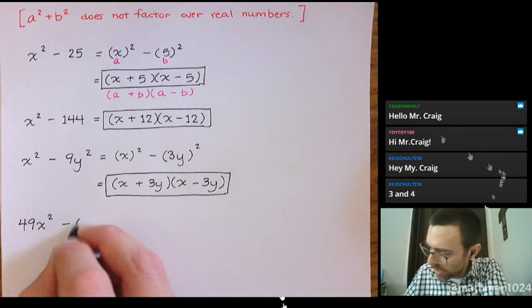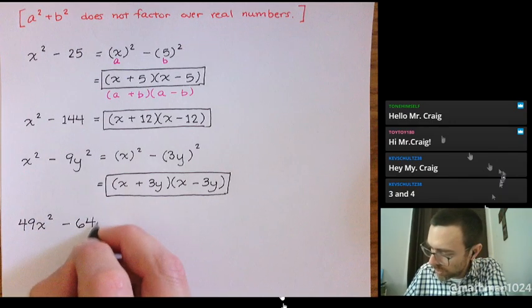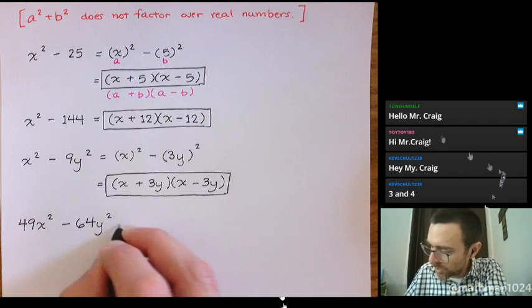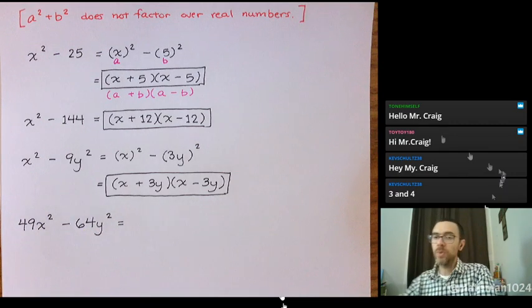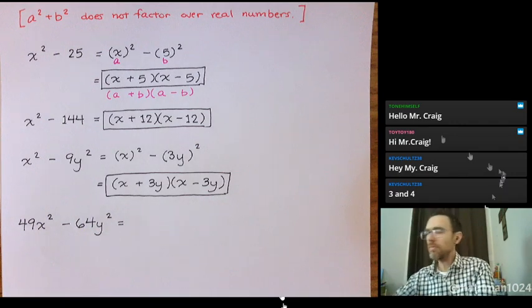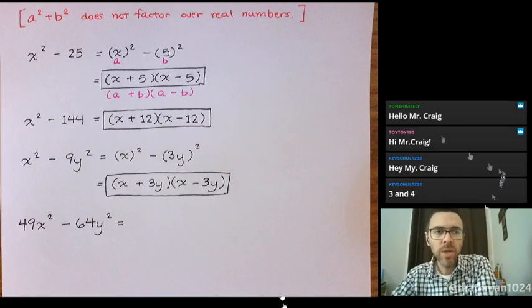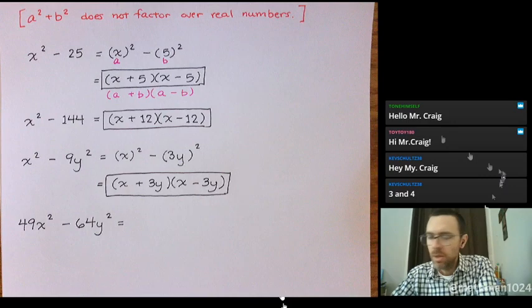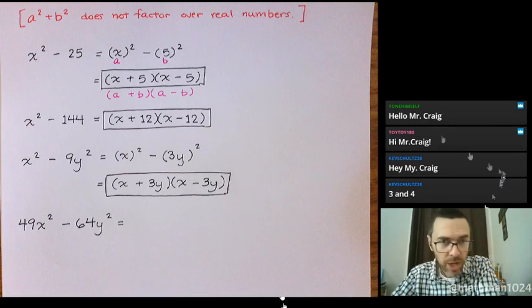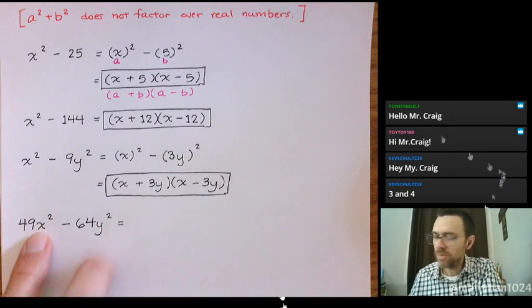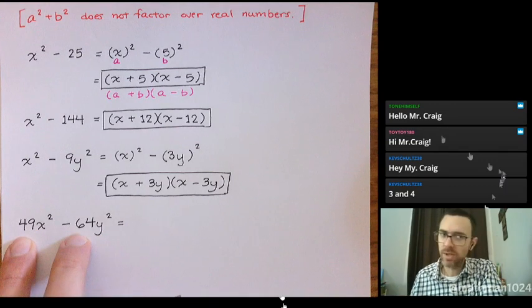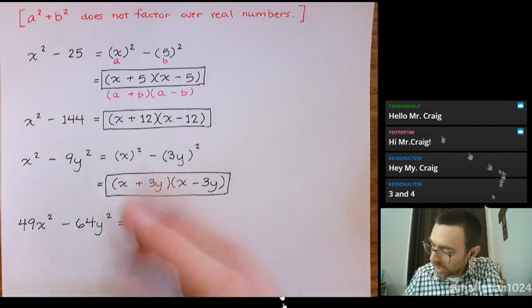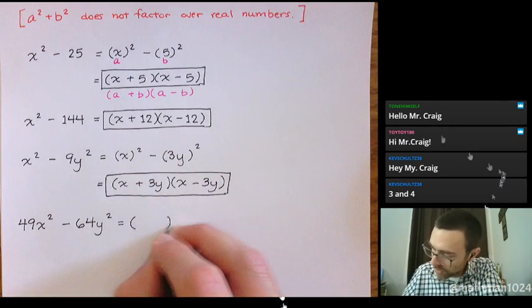49x squared minus 64y squared. Okay, so this is getting a little bit more complicated. First, is there a common factor to take out of these guys? They have different variables, so there's no common factor with that. 49 and 64 have nothing in common. But they can both be written as a square.